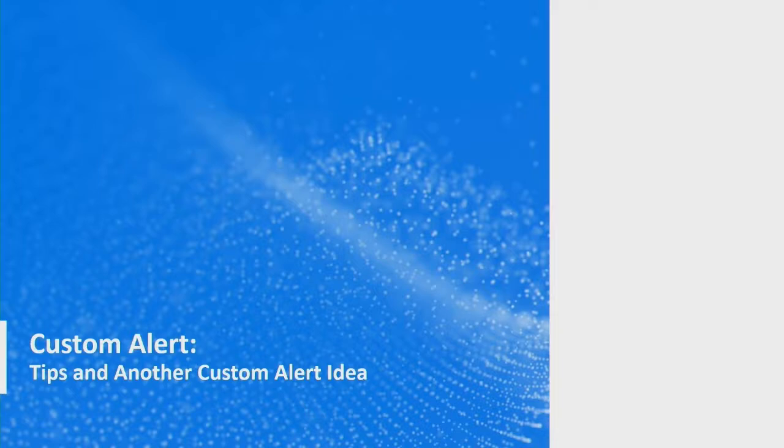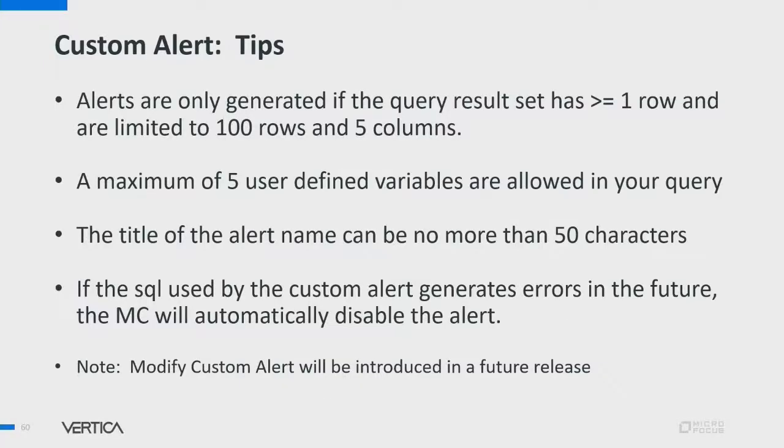Tips and other custom alert ideas. Alerts are only generated if the query result set has greater than or equal to 1 row and are limited to 100 rows and 5 columns. A maximum of 5 user-defined variables are allowed in your query. The title of the alert name can be no more than 50 characters.